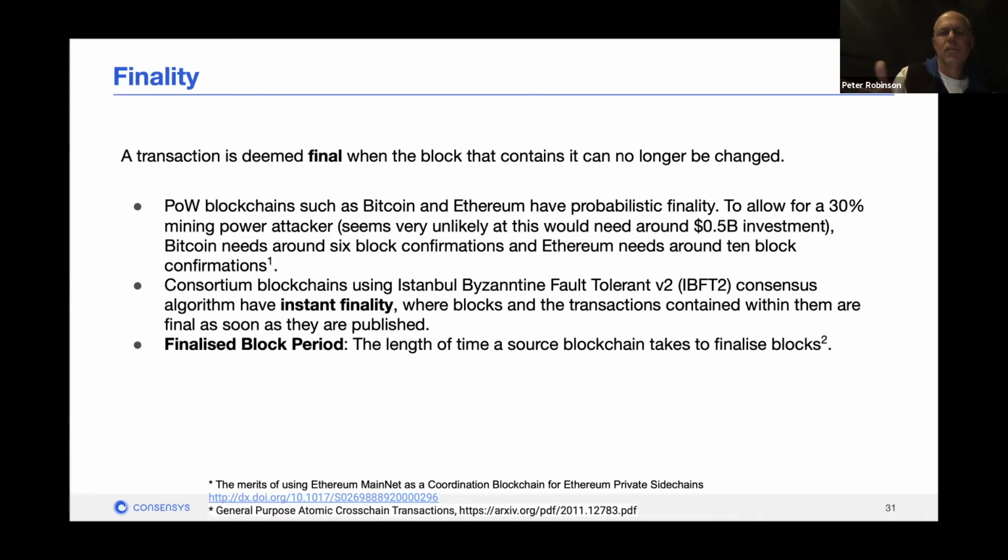So you've got to have a look at what's the probability of a 30% mining attack? You probably need to be investing about $500 million to do that. So it seems unlikely, but still 10 block confirmations is around about right. And the big thing to think about then is that before you could transfer that event, you needed to wait those 10 block confirmations to make sure it was final. If you're on a consortium blockchain, though, you can have something called instant finality using something like IBFT2, where essentially once the block is minted, then it's final.